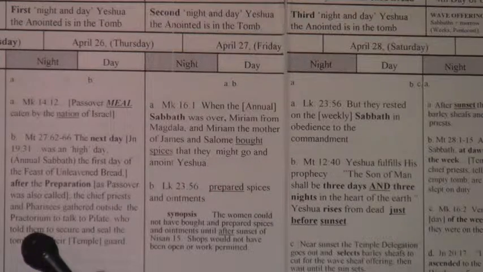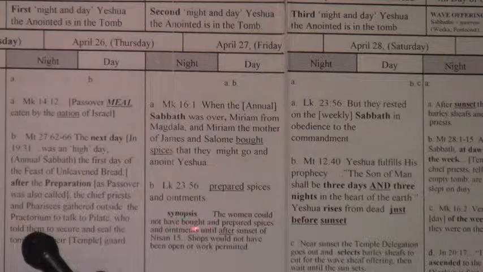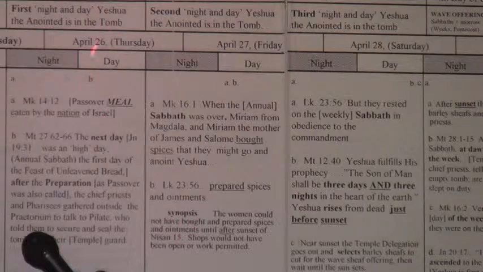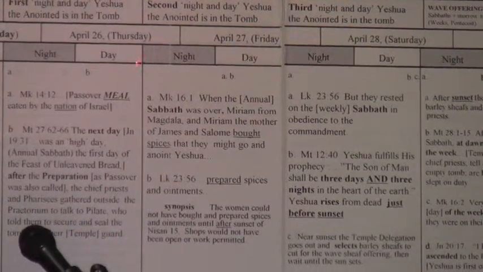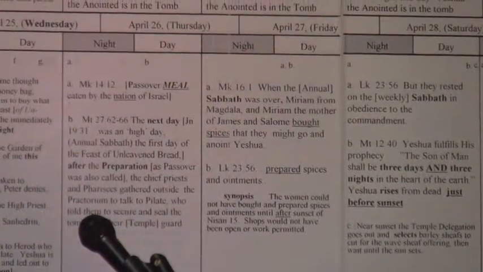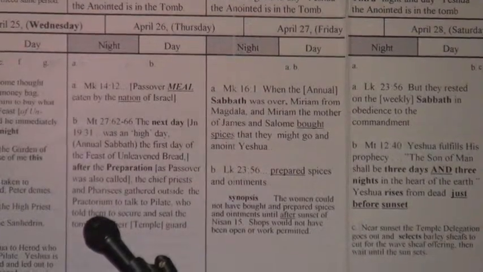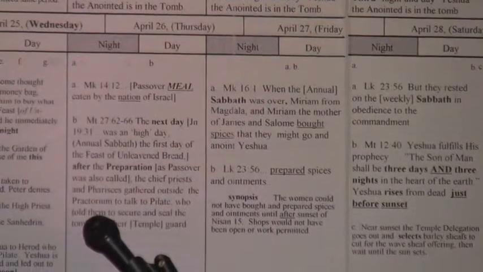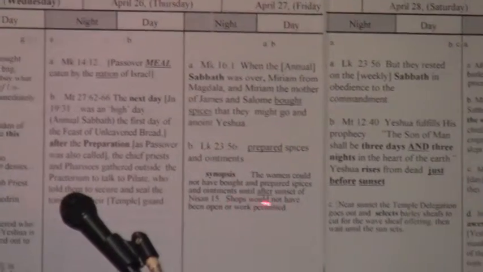And I have here a little notation. The women could not have bought the spices and ointments until after sunset of Nisan 15. Here's Nisan 15. They could not have bought these until after sunset, because it was an annual Sabbath. There's no stores open, no merchants, and it would have been doing work on the Sabbath. So they would have bought these after sunset.